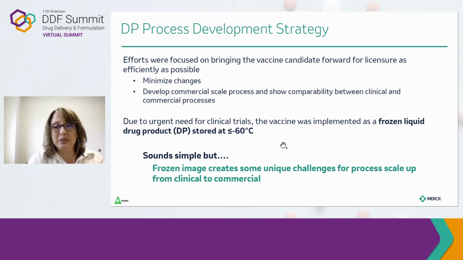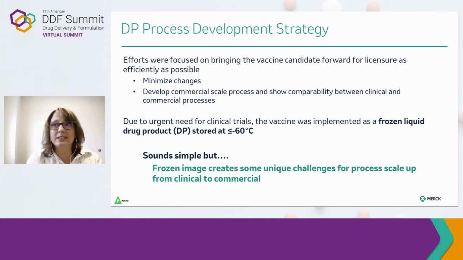So when you get to the drug product part, which most of the folks here are probably interested in, the drug product process development strategy was really trying to focus on taking what we got from NewLink and minimizing changes, moving as fast as possible, and developing a commercial scale process and showing comparability between clinical and commercial processes. So we didn't actually get to do the formulation development that I usually love to do, due to the urgent need for the clinical trials. We just implemented it right away as a frozen liquid drug product that was stored at less than or equal to minus 60 degrees Celsius.